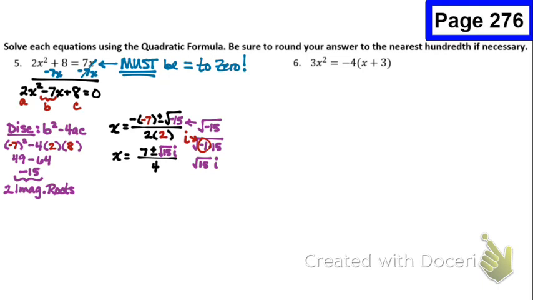I'm going to circle anything that's not under a radical, so I'm not circling the 15. 7 and 4, does anything go into both of those? No. So I can't reduce it at all. I can't do any more with this. I just need my 2 imaginary roots.